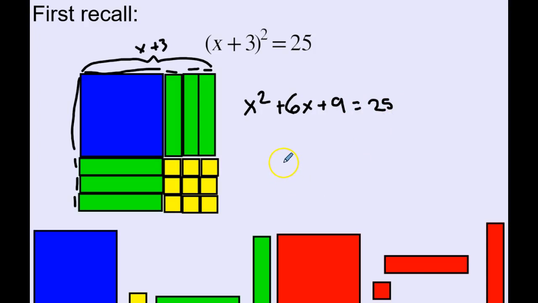Now, which one of these is easier to solve? This one is much easier to solve because we can just take the square root of both sides. Here, this would take a lot of work. We might have to factor it. We might have to make it equal 0. But what we want to do is make this second equation into this first equation so that we can solve it very easily. So that process is called completing the square.